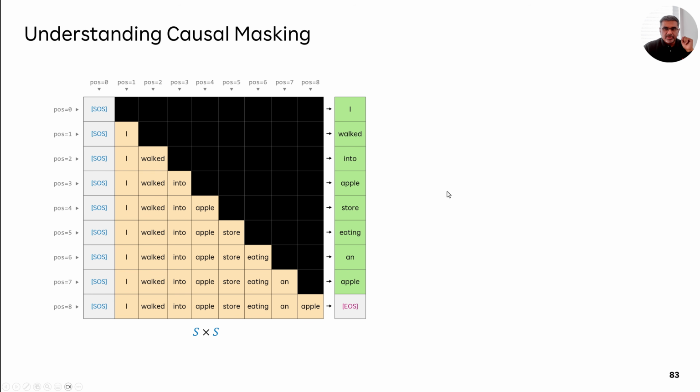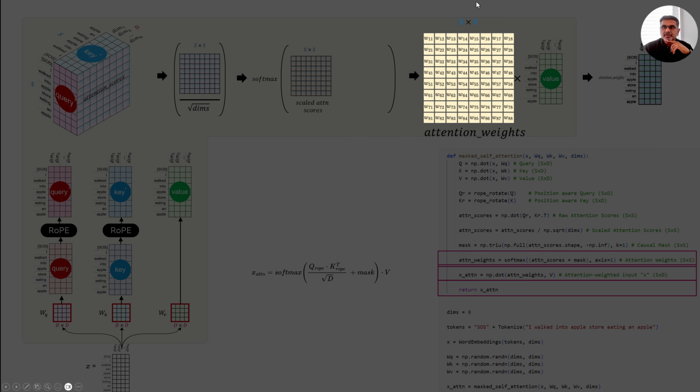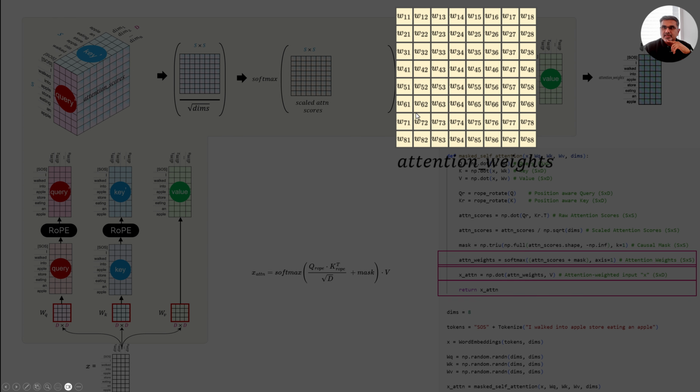So where did we see this S cross S matrix before? I'm showing you this as an intuition here, but where did we see this S cross S matrix before? Well, we saw it here. The attention weight matrix. This is an S cross S matrix, correct? So clearly we have to do something here. Now we have a clue. We know that we have to do something here, so that we apply this masking technique, so that when you're doing this calculation, it does not peek into the future, right? How do you do that?